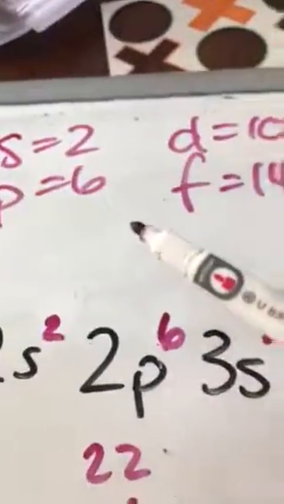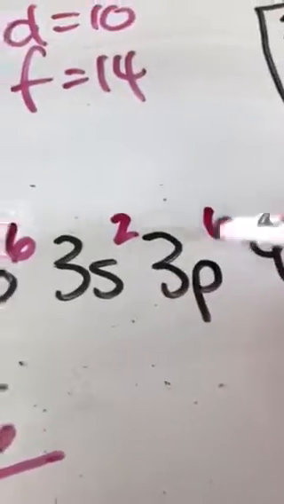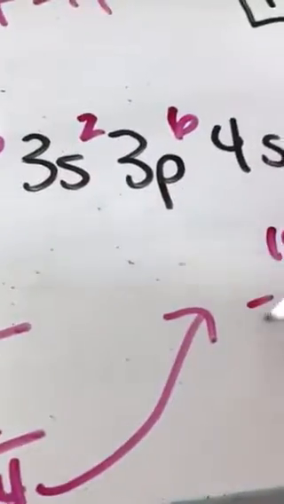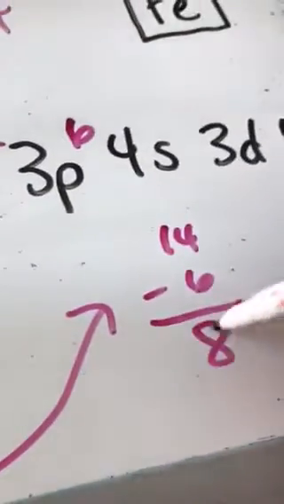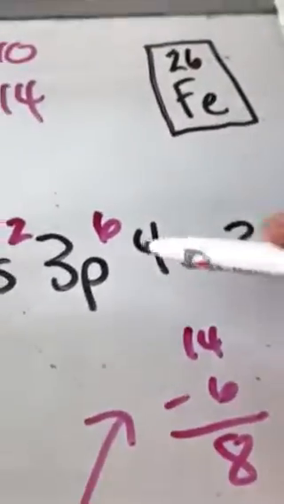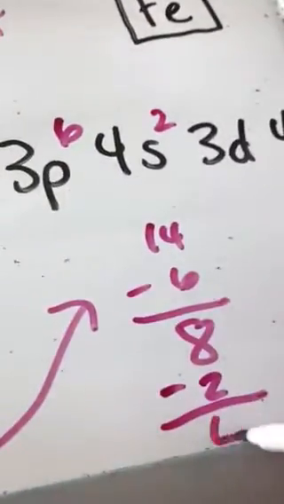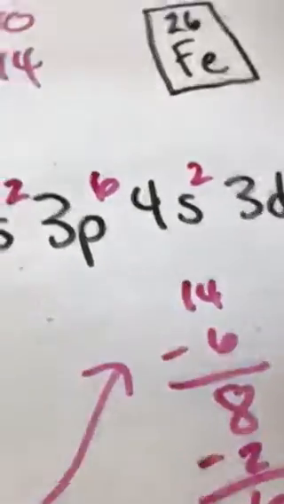So I'm going to keep on trucking. I come up to my P's. P's hold 6. Put my 6 right there. And I had 14 of these left. I put in 6. That gives me 8 left to go. Okay? And then I'm in an S again. S's hold 2. So I put in 2. That gives me 6 left to go.